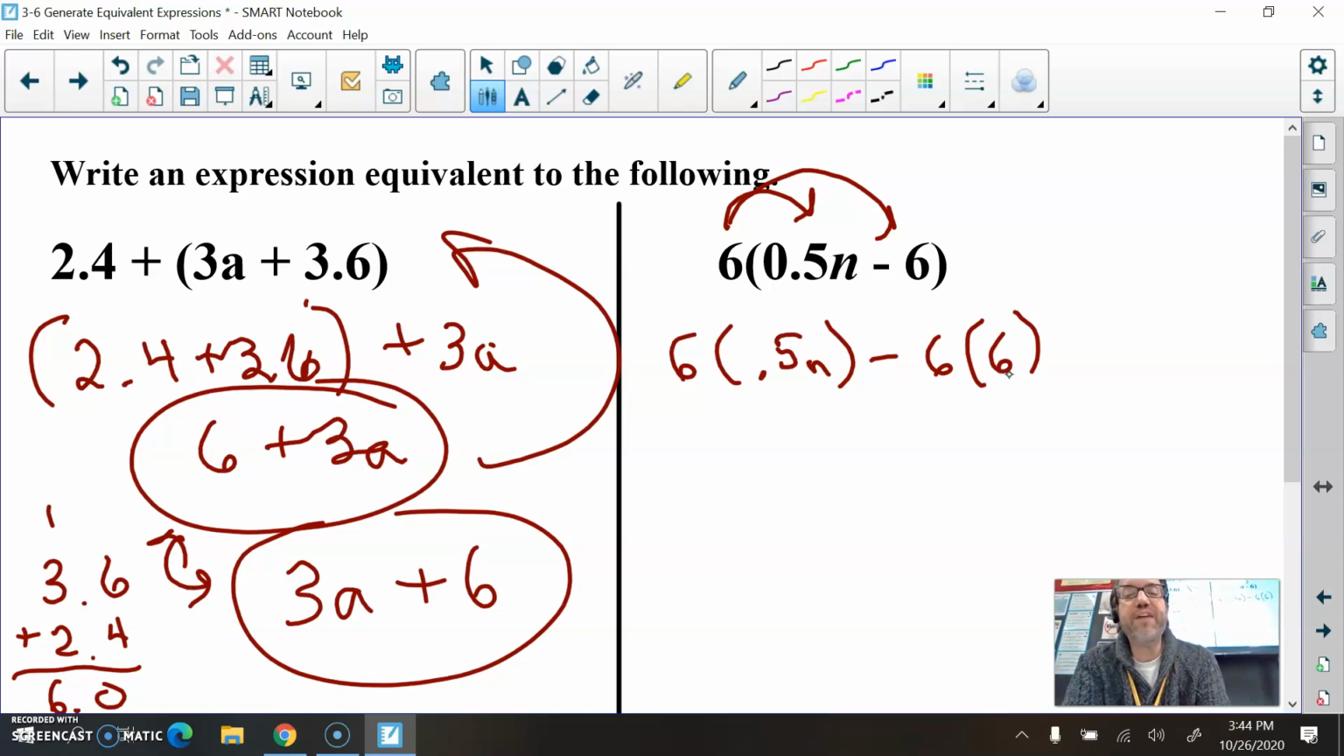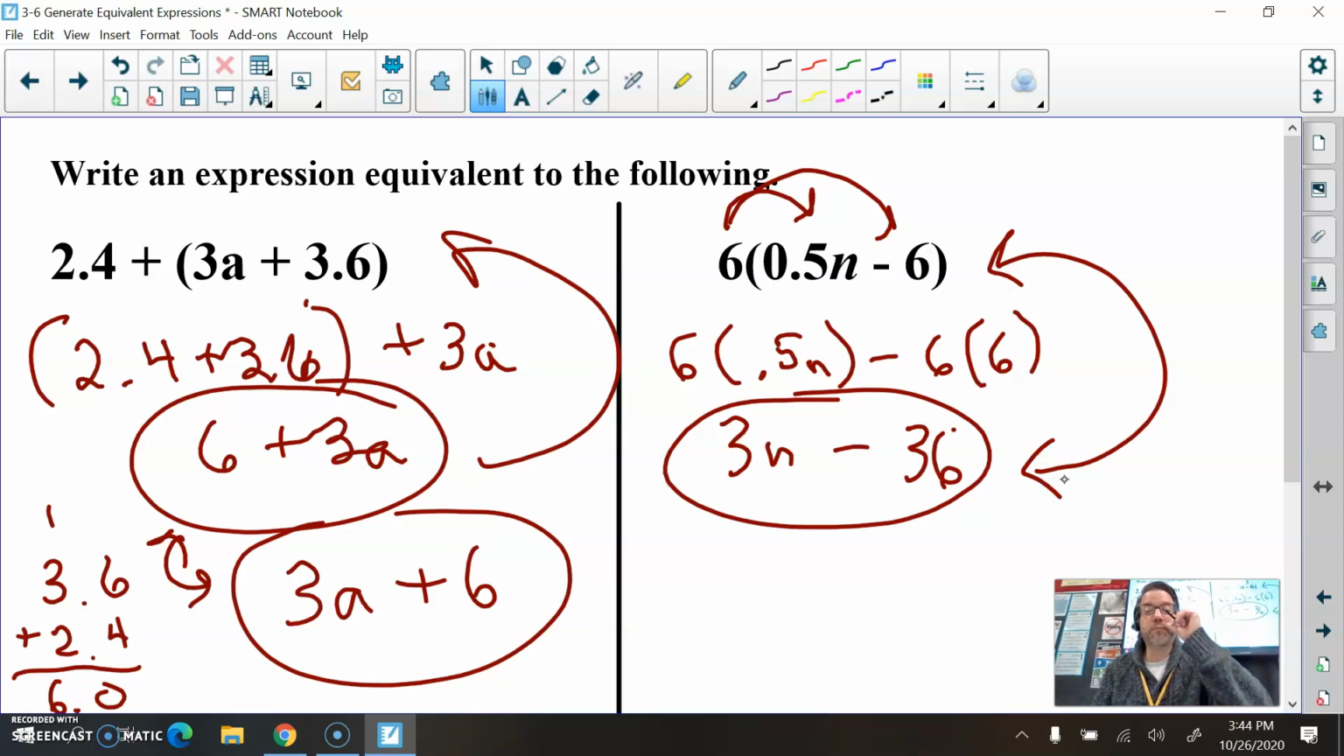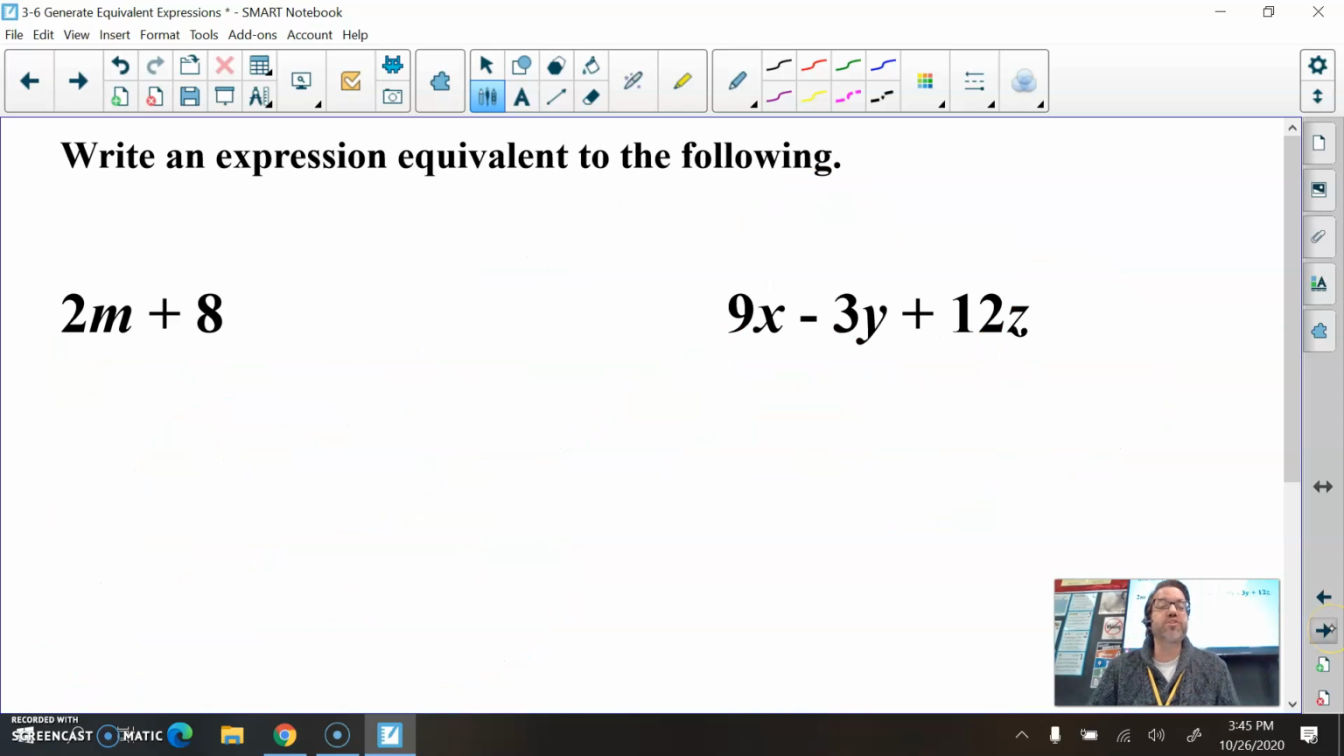All right, now 0.5n means 0.5 times n. So if you're taking 6 times 0.5 times n, you can use the associative property and just take 6 times 0.5. 0.5 is 1/2. What's 6 times 1/2? Or what's 1/2 of 6? Well, it's 3. So I have 3 times n, or just 3n, minus, and then 6 times 6 is 36. Done. This has the same value as this. I have generated an equivalent expression. 6 times the quantity 0.5n minus 6 is equal to 3n minus 36. Okay? The more you do these, the easier they get.